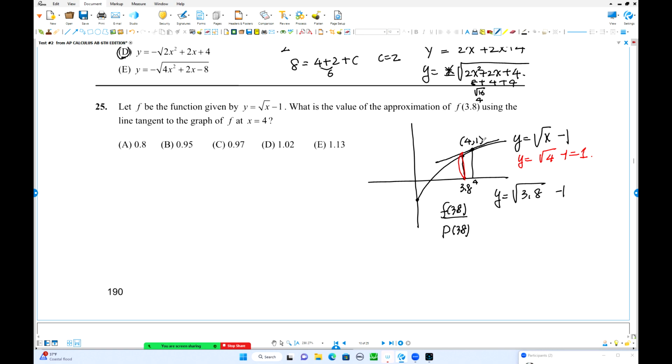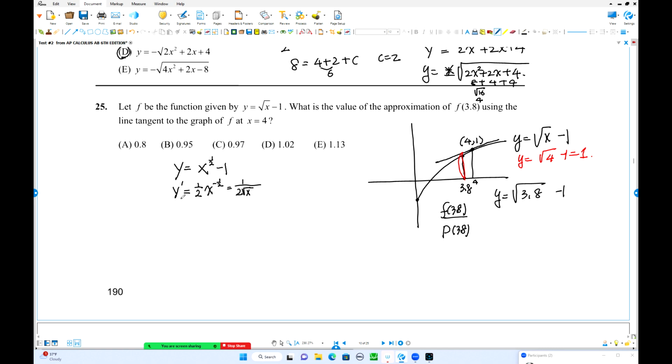But we need to find the slope. How can we find the slope? Derivative, right? So y equals x to the 1/2 minus 1. For dy/dx, or y prime, move the 1/2 to the front: 1/2 times x to the negative 1/2. The next term is a constant, and the derivative of a constant is 0. You can rewrite this as 1 over 2 square root of x.